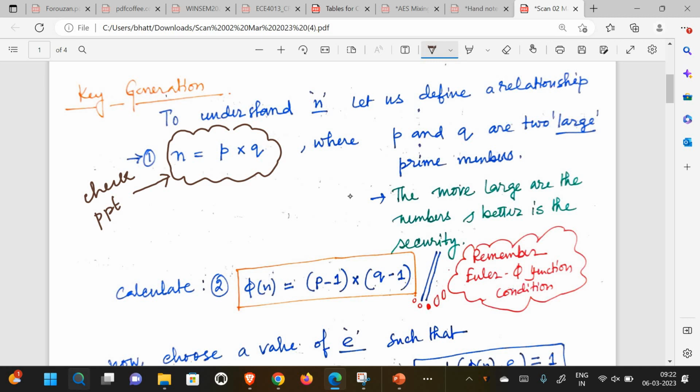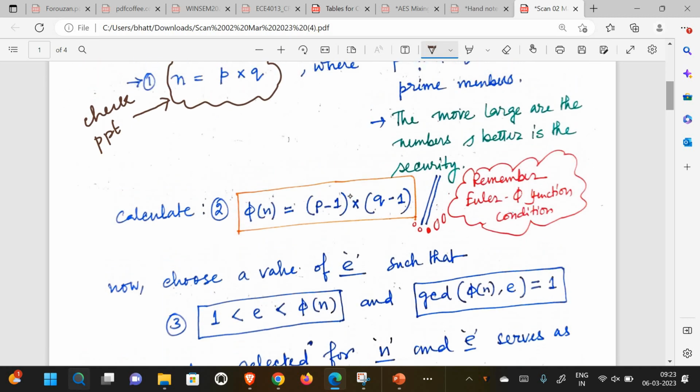Step 1 is to understand N. Let us define the relationship N is equal to P into Q, which I already told you. P and Q are two large prime numbers, and N is the product of them. The larger the numbers P and Q, the better the security. You will soon find why this is advantageous.